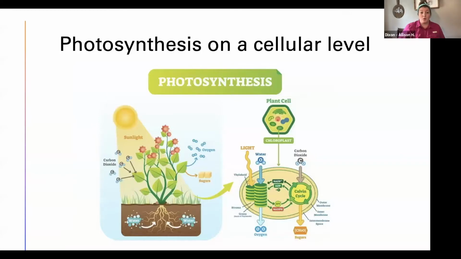And so now we're going to see photosynthesis a little bit on a cellular level. During the process of photosynthesis, cells use carbon dioxide and energy from the sun to make sugar molecules and oxygen. These sugar molecules are the basis for more complex molecules made by the photosynthetic cell, such as glucose.